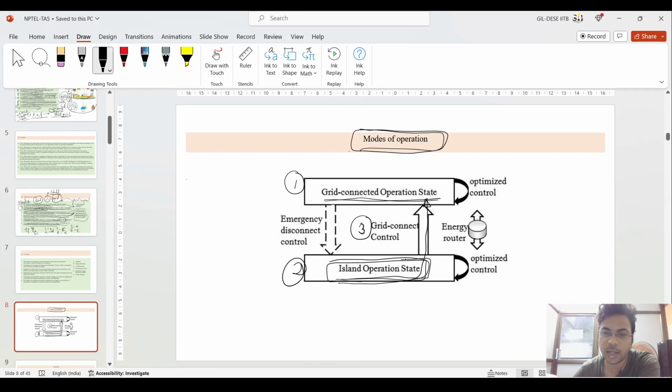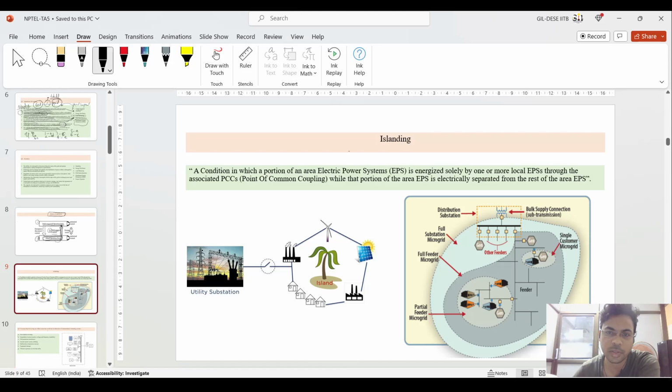So the first mode of operation is grid connected operation. Second is when it is not connected to the main grid, that is an islanded situation. Third is when it is moving from the islanded situation to grid connected operation, that is grid connect control. That is the third mode of operation. Coming to the most important topic, which is also useful for solving the assignment yourself, this islanding topic.